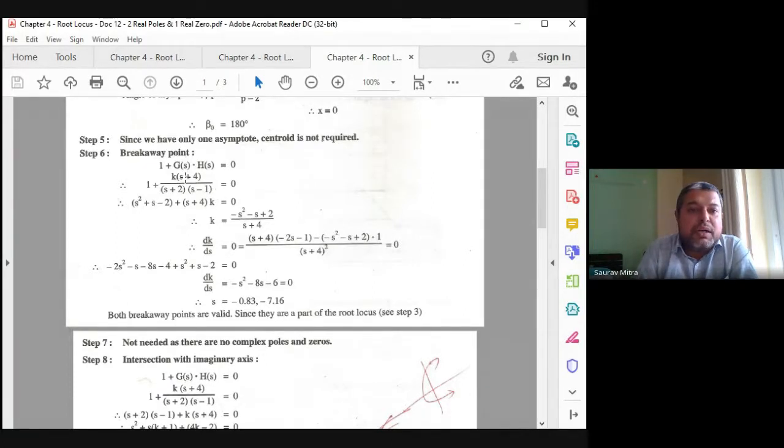So now we are doing what? S plus 2, S minus 1. So that is S square plus S minus 2 if you are multiplying. So 1 plus GSHS, we have to take its numerator. So in this case, you will find that an S is getting multiplied with k. So in this case, k value is not only a polynomial, but it's a ratio of polynomials. Why is this ratio of polynomials happening? Because there is a 0 at the numerator of GSHS.